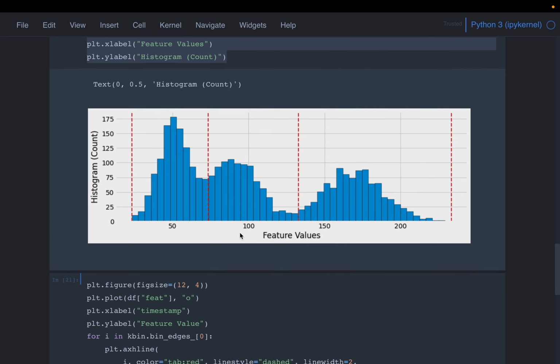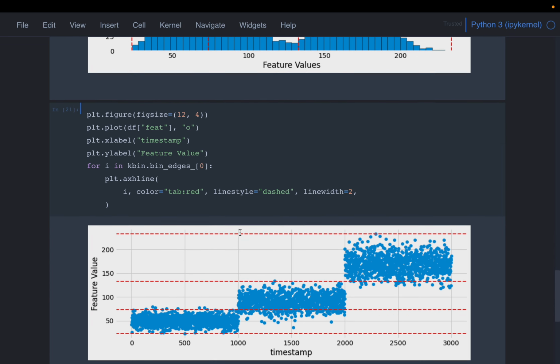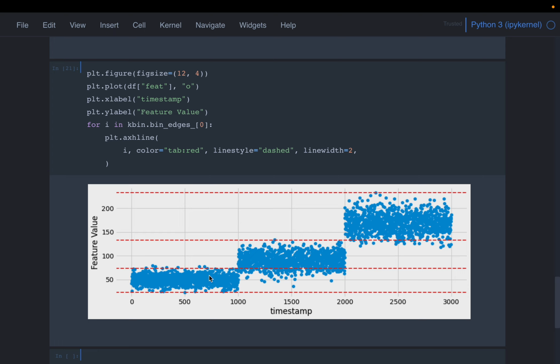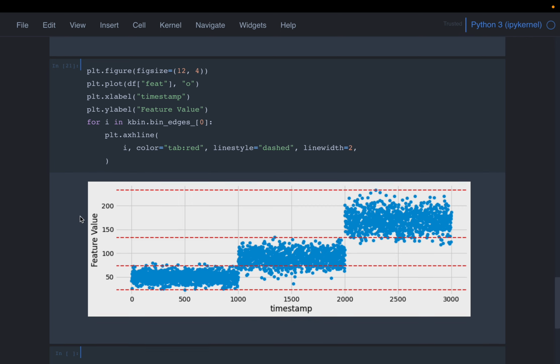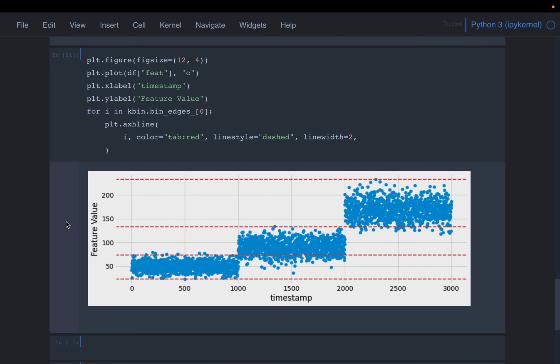and this. Now, instead of a histogram, if we look at the raw values as they are, here we have the 3000 raw values, and the first group values are between these two horizontal lines, and the second group values are between these two, and the final group values are between these two. So it seems like the model has done a pretty good job.